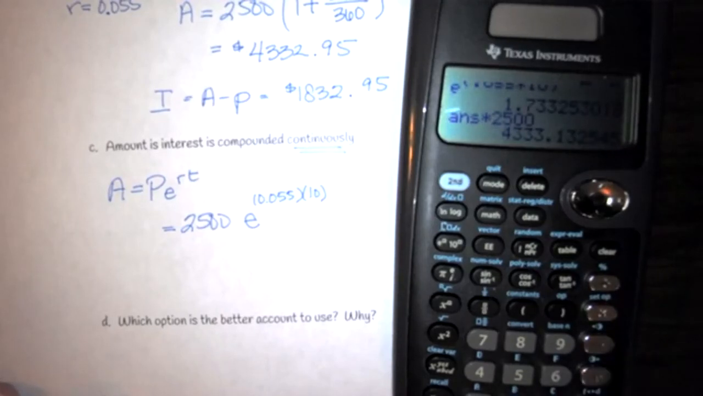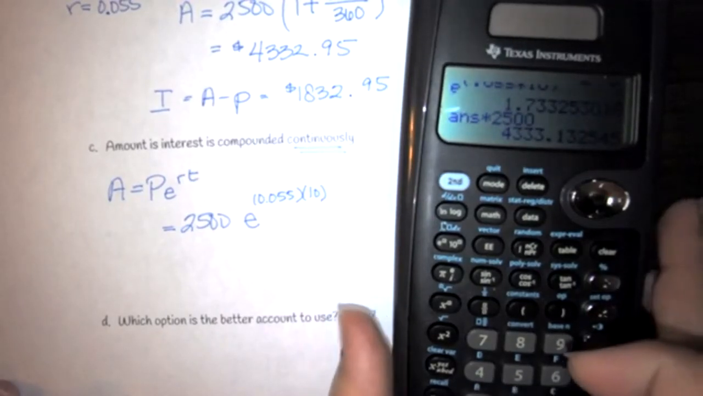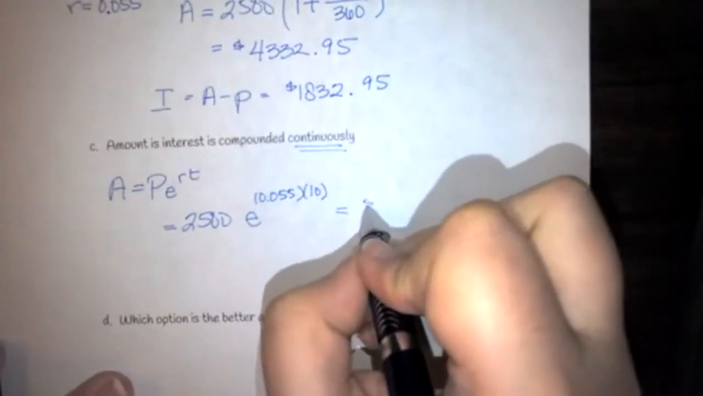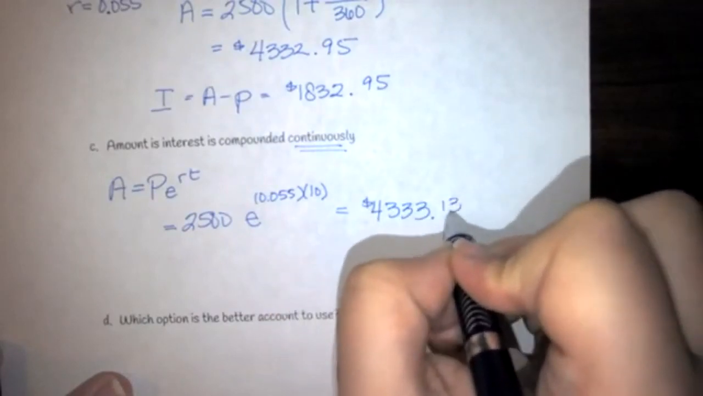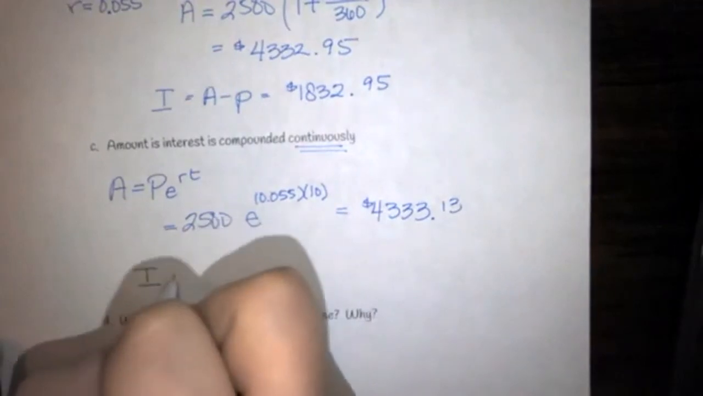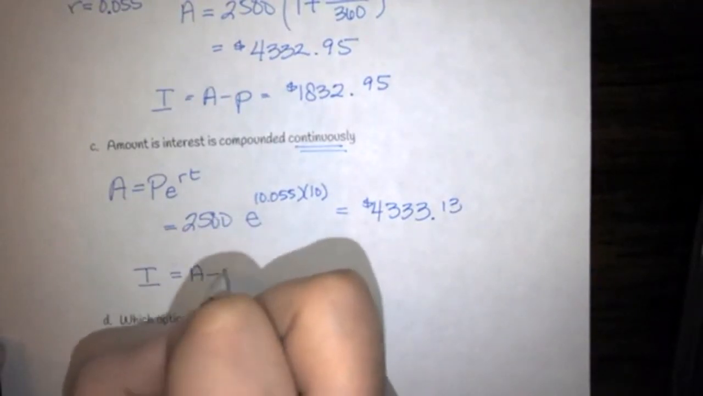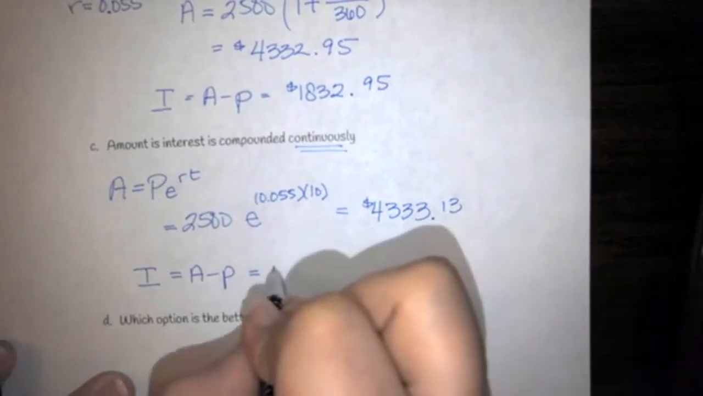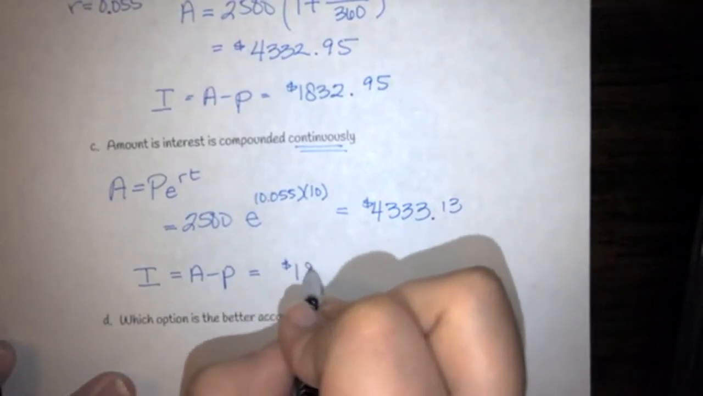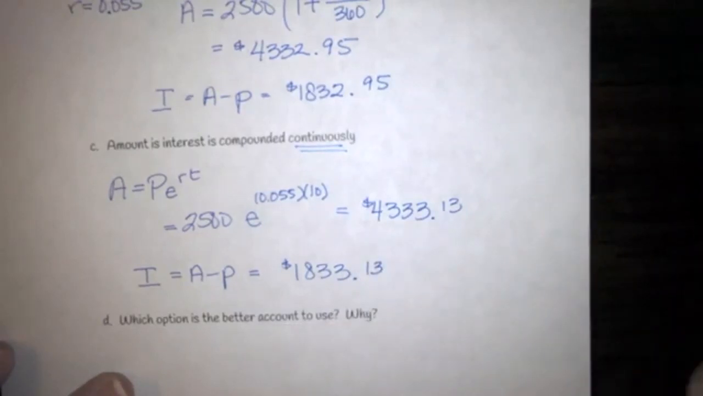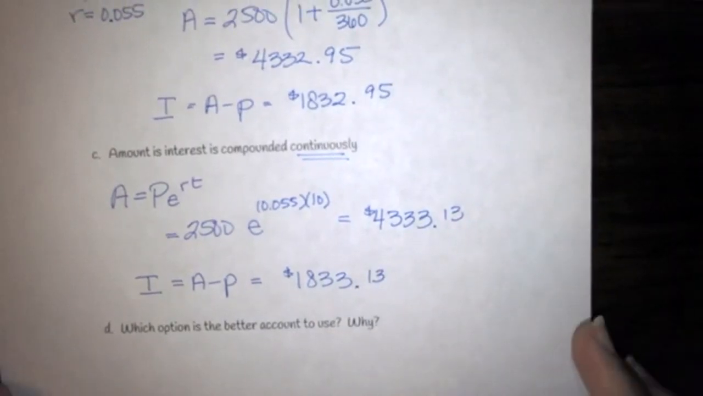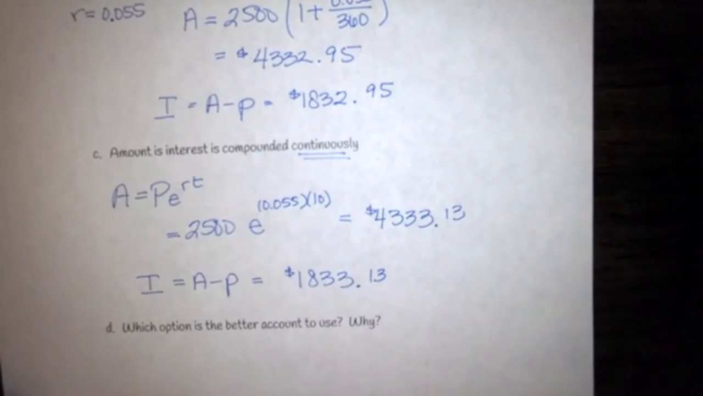Okay, so this is $4,333.13. So here, this is $4,333.13. So again, when we look at my interest, A minus P, this is going to give me a difference of $1,833.13.